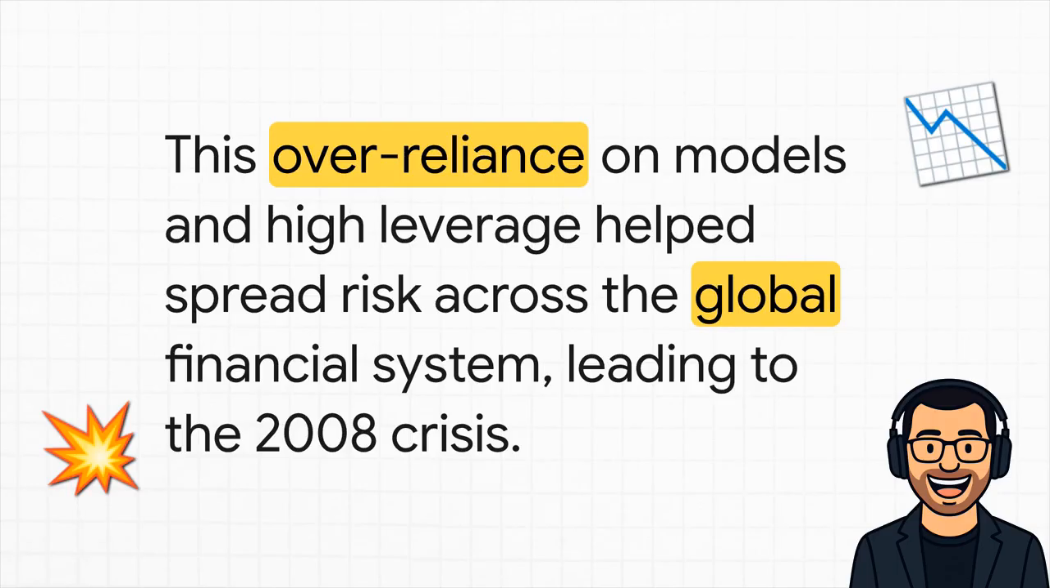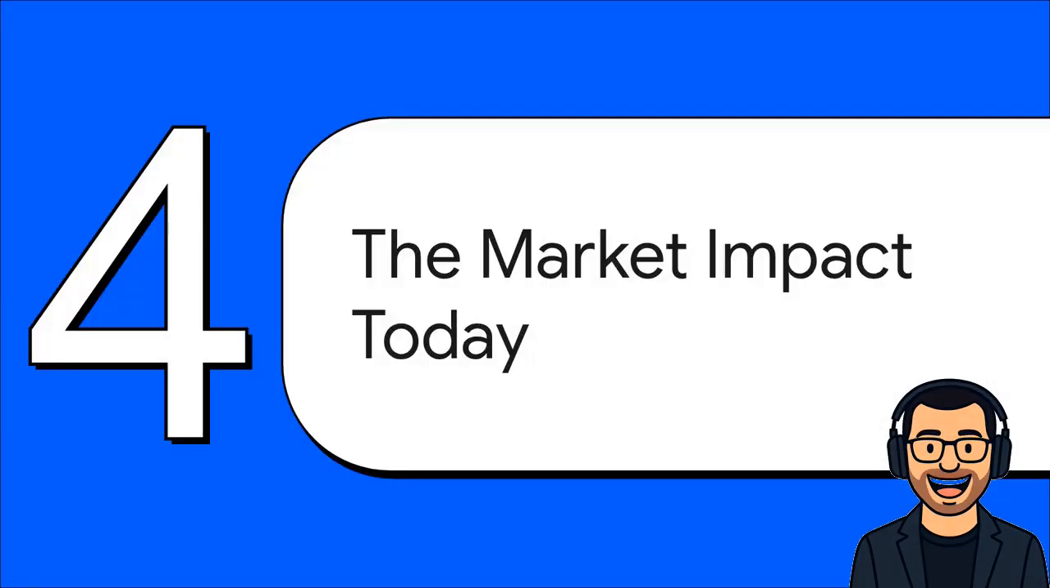So when the underlying assets, especially subprime mortgages, started to fail, the losses just cascaded through these interconnected synthetic instruments. It was like a domino effect that helped trigger a global meltdown. Now, after a history like that, you'd be forgiven for thinking these things just vanished, right? But they didn't. Nope, they evolved.